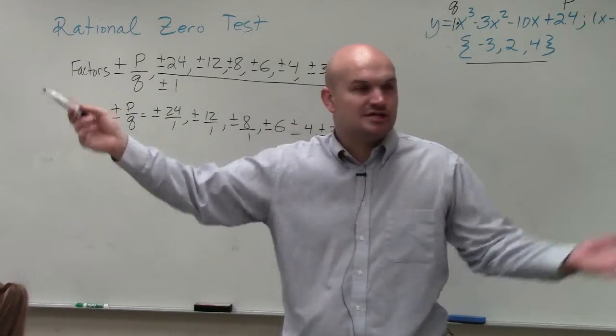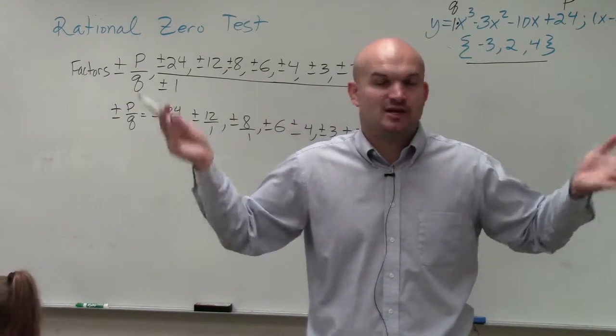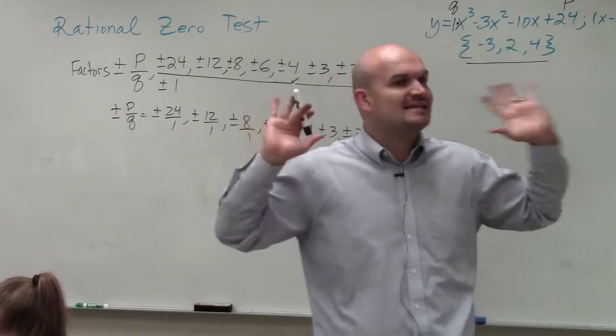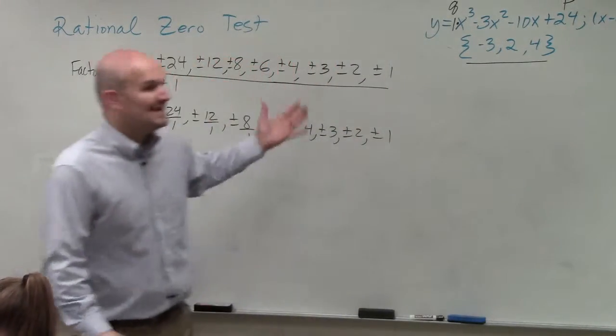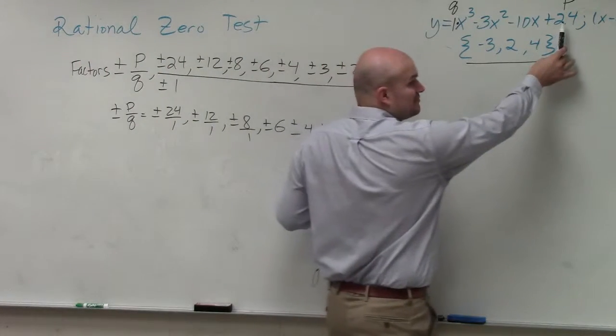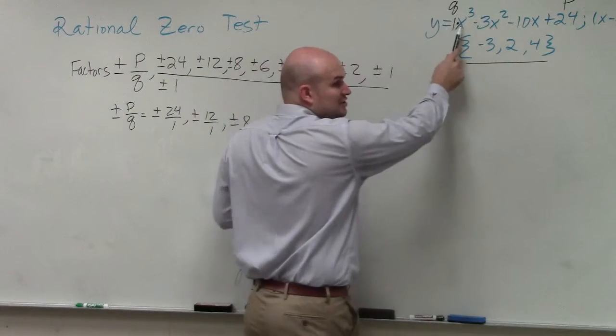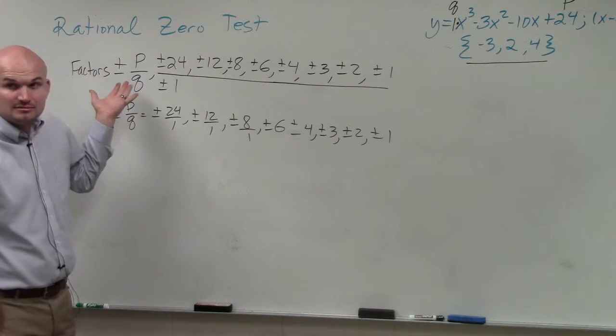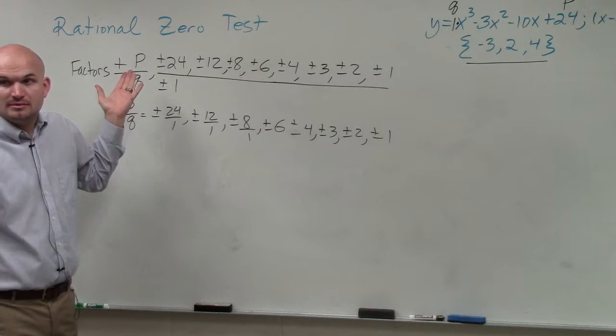OK? So as of right now, all I want you guys to do for your homework is find all the possible rational zeros. That's it. You're not actually going to find what the real zeros are. You're just going to practice finding the possible rational zeros. And again, factors of P over the factors of Q, plus or minus. And that's it. That's all you're doing. Anybody have any questions?